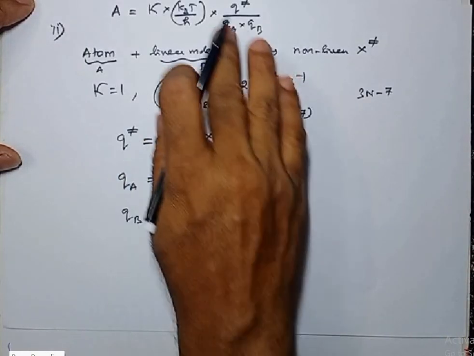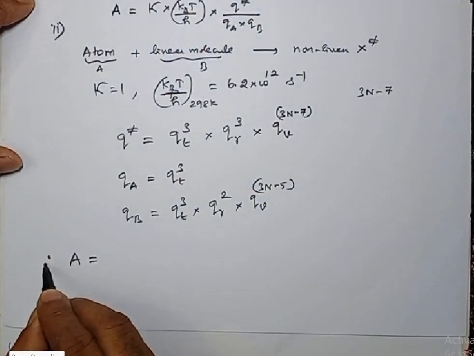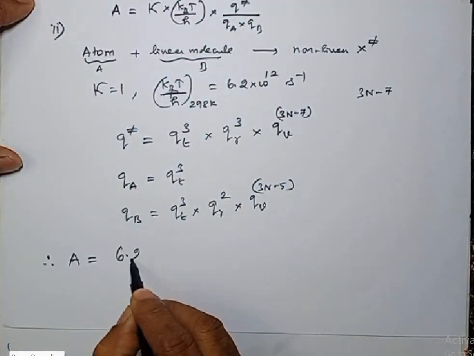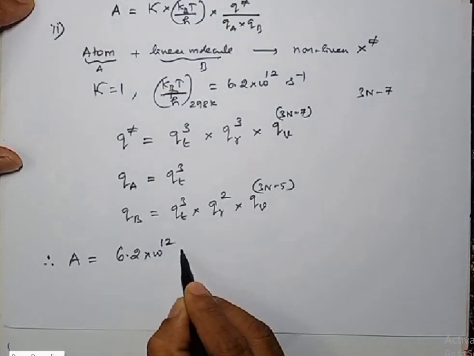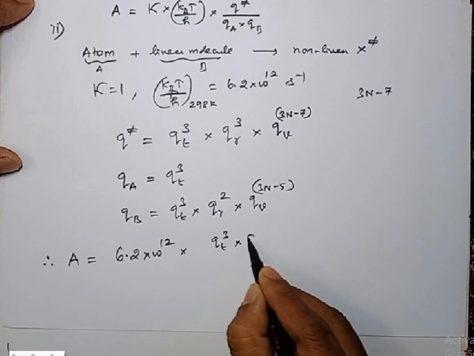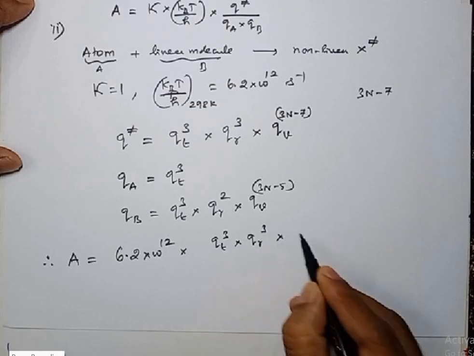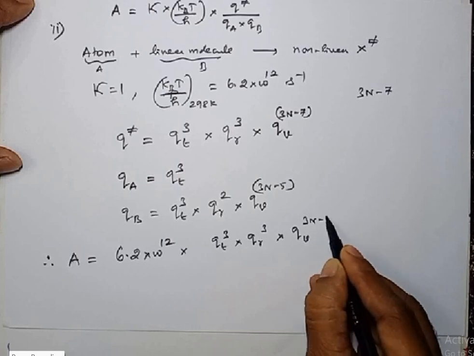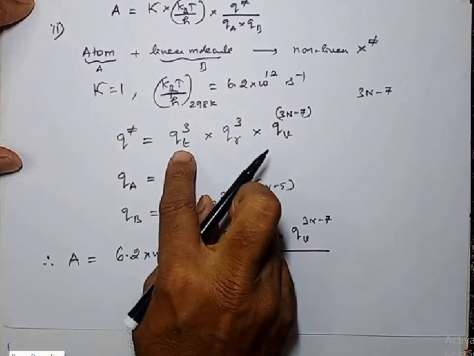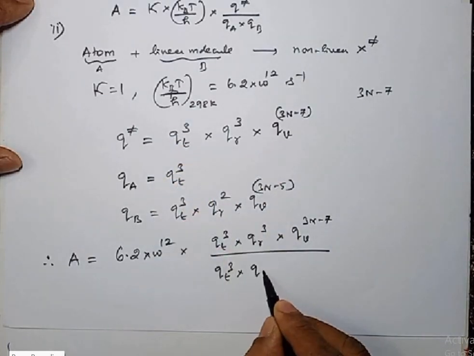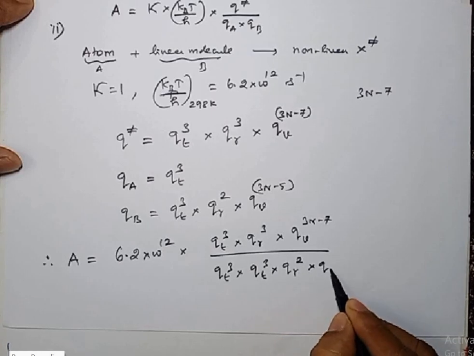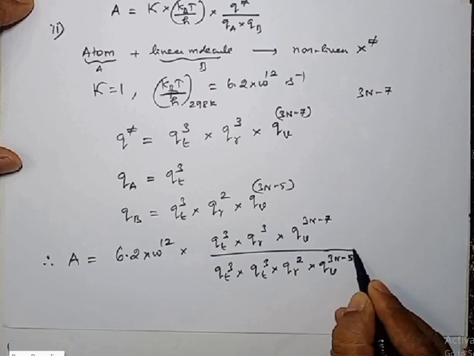I'll substitute all these things here. So what is A? Therefore A is equal to, kappa value is 1, kBT by h is 6.2 into 10 to the power 12, into q double dagger. What is q double dagger? qT cube, qR cube, and qV power 3n minus 7, divided by qT cube for A, and for B, qT cube, qR squared into qV power 3n minus 5. Take.